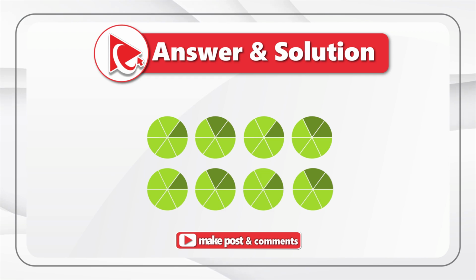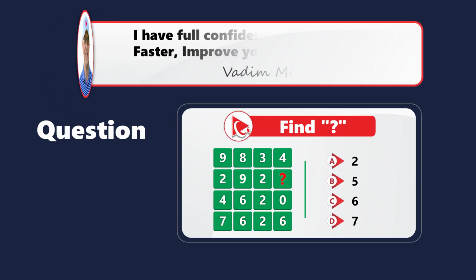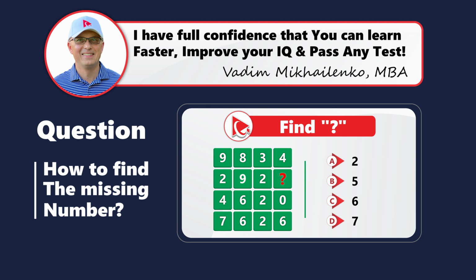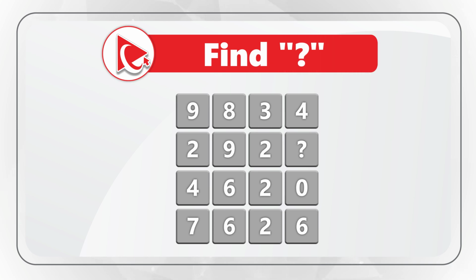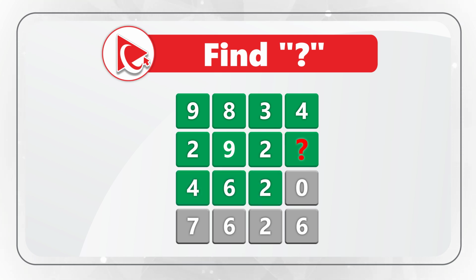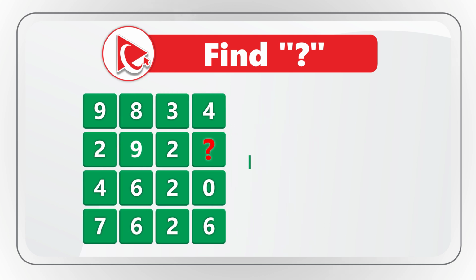Here's a puzzling question for you, but I have full confidence that you can solve it quickly. You're presented with a 4x4 matrix, and the numbers are, starting in the upper left corner, 9, 8, 3, 4. The second row numbers are 2, 9, 2, and then comes the missing number. The third row starts with 4, 6, 2, 0. And last but not least, the last row is 7, 6, 2, and 6. You need to calculate the missing number, and you have 4 different choices to select from.